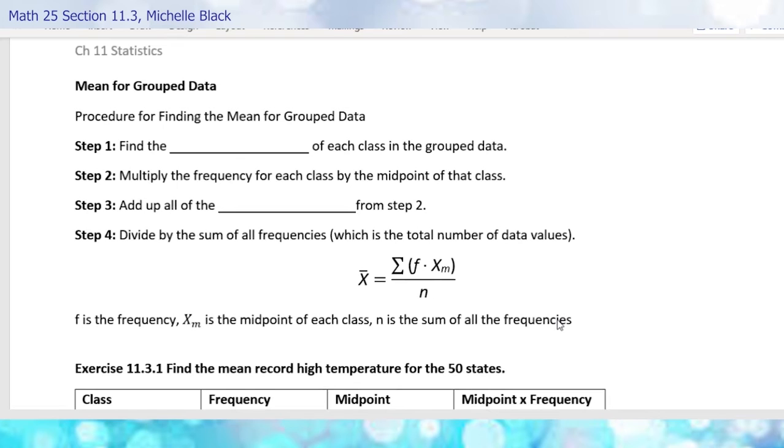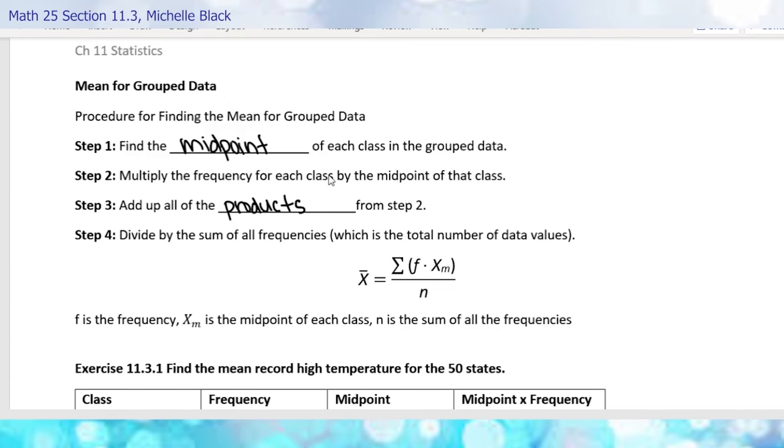Finding the mean for grouped data. The procedure for finding the mean for grouped data. Step 1. First thing you need to do is find the midpoint of each class in the grouped data. Step 2, multiply the frequency for each class by the midpoint of that class. Step 3, add up all of the products from step 2.